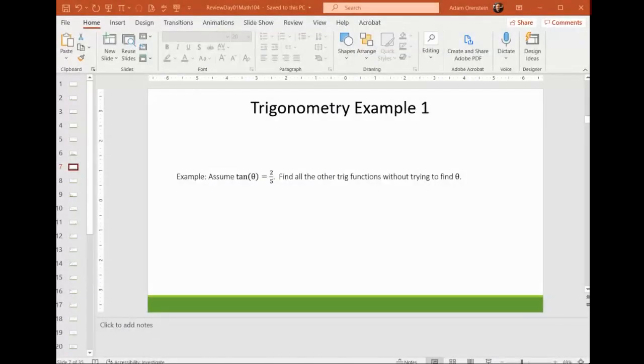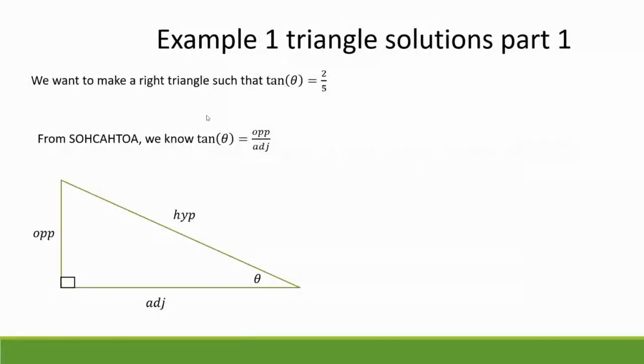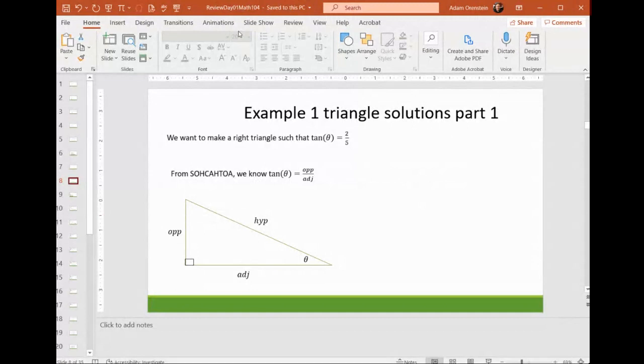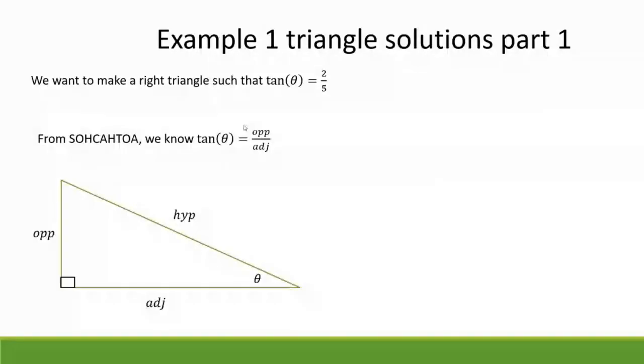Okay, so for this one, again, we're going to have to use what we know about trigonometry. So we're going to make a right triangle. So let's do that. Remember, we want to make a right triangle with that angle theta, so that tangent of theta is 2/5.